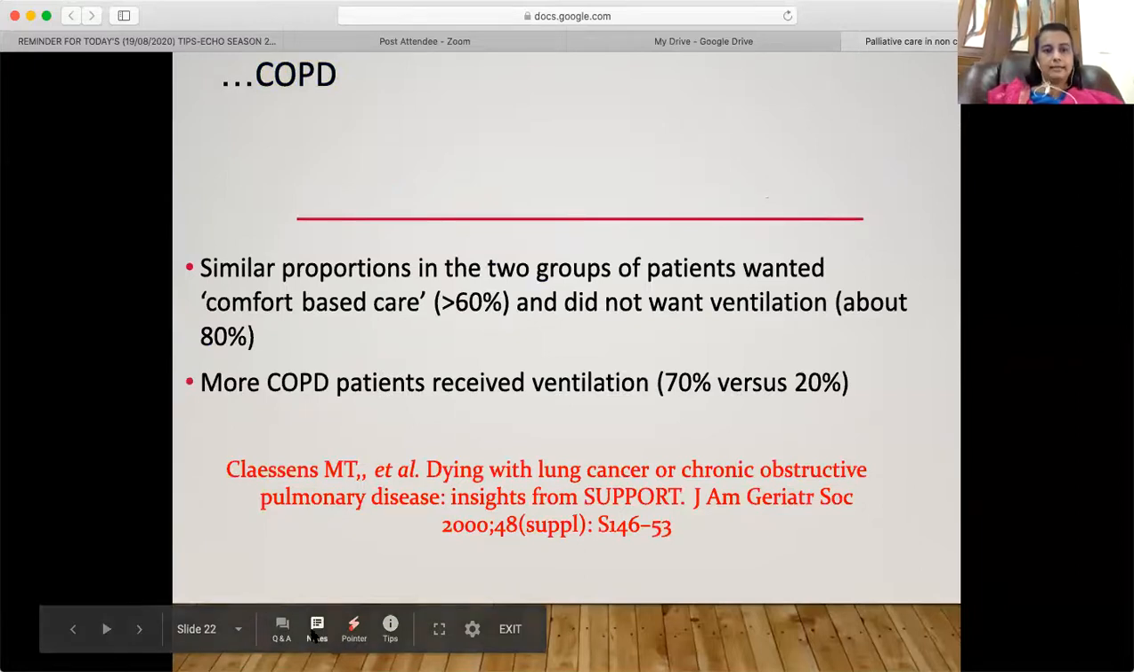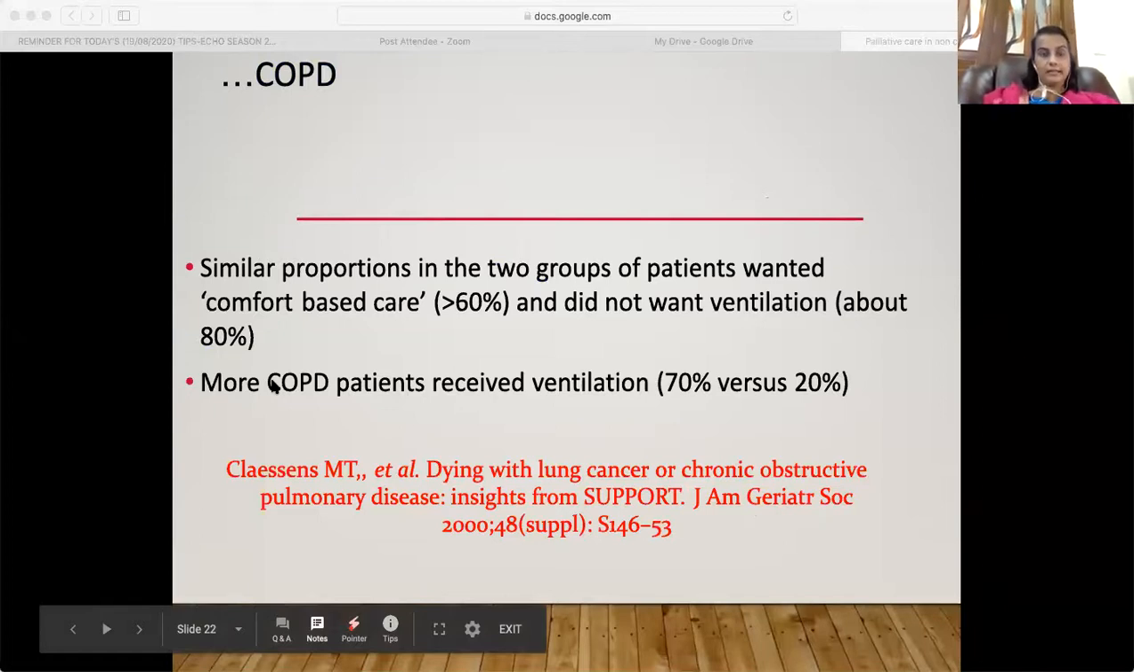And similarly, another prospective cohort study was done on seriously ill hospitalized patients with COPD and lung cancer, and they were asked about their desire. Advanced care planning was done. Equal numbers of patients in both groups wanted supportive care and did not want ventilation.